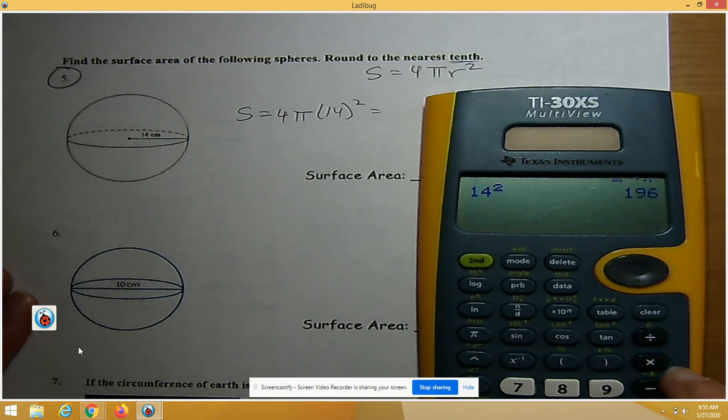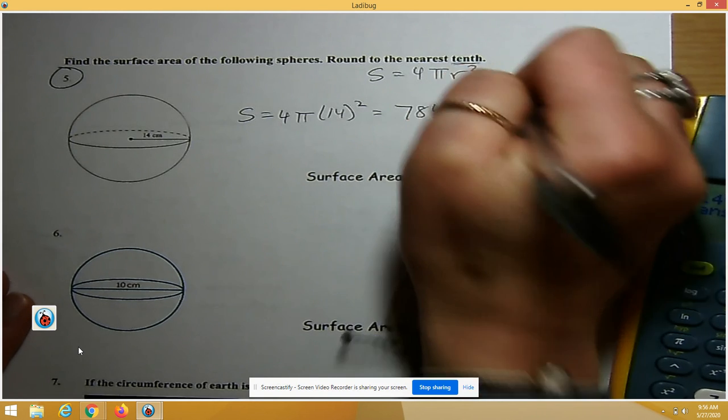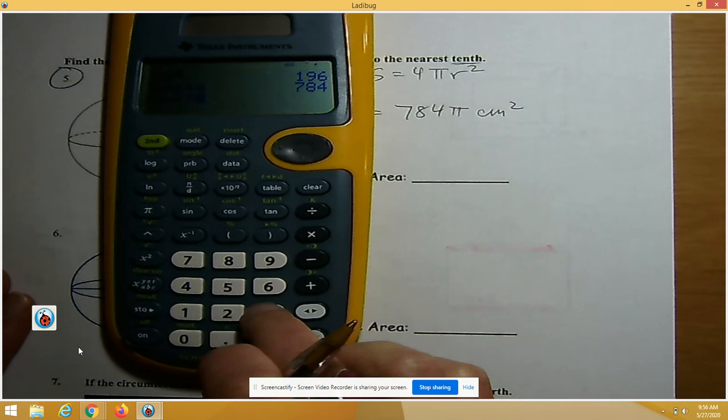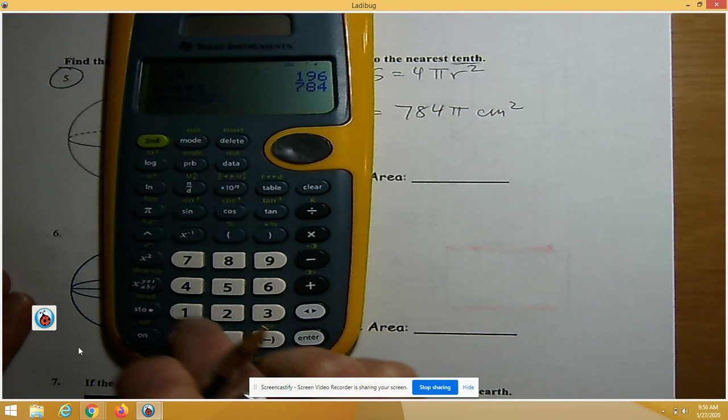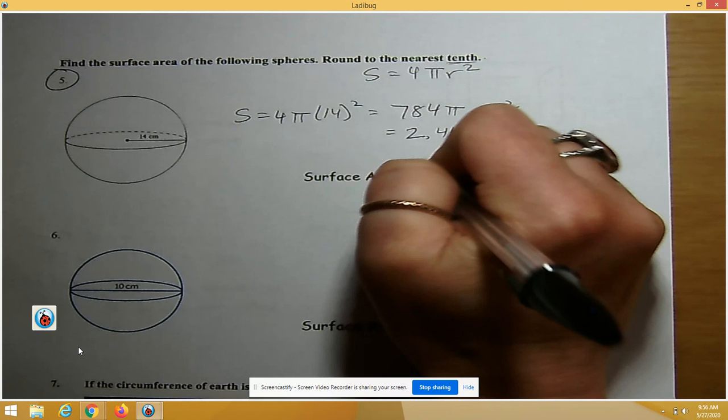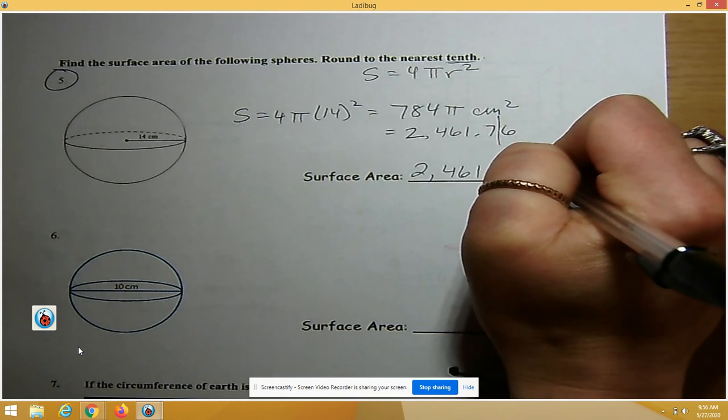So I get 784 pi centimeters squared, and then I can multiply by 3.14, and I'm getting 2,461.76. I was asked to round to the nearest tenth, so this is going to bump that up, so it's 2,461.8 centimeters squared, and that's how you find the surface area of a sphere.